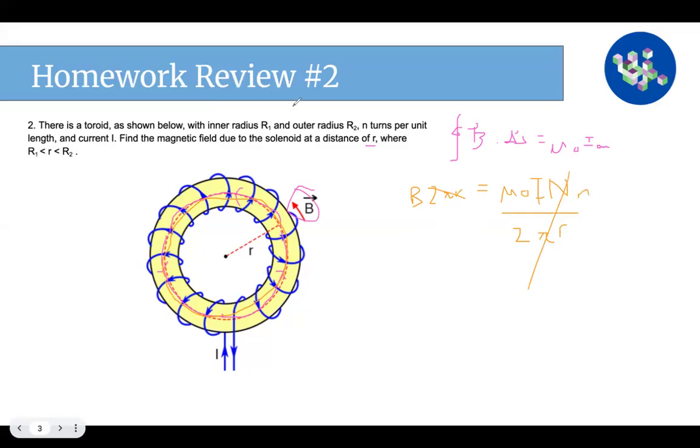I notice this is independent of the inner radius R1 and the outer radius R2. But remember, in doing this B dot ds equals mu zero I enclosed, the magnetic field lines only form a circle when you're inside of the solenoid. So it only works if R1 is less than small r is less than R2. Okay, that's just about toroidal solenoids. Let's go on to the next problem.